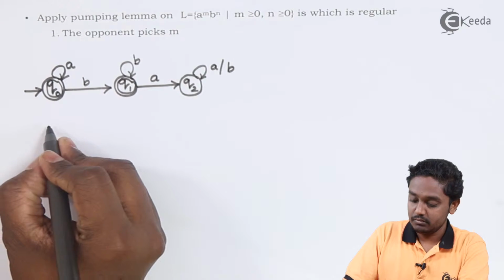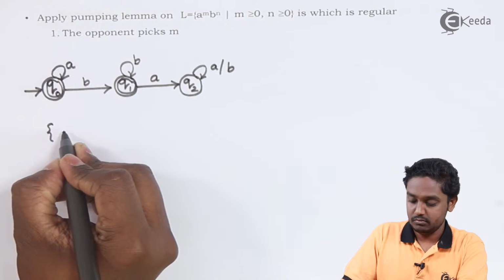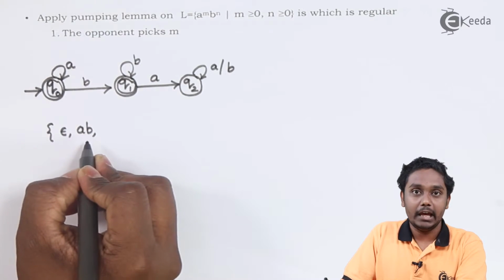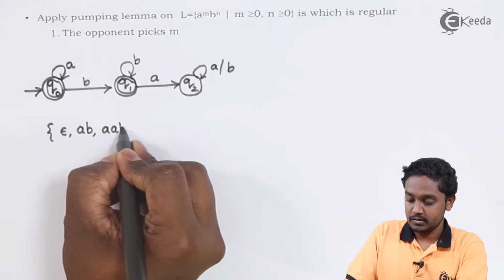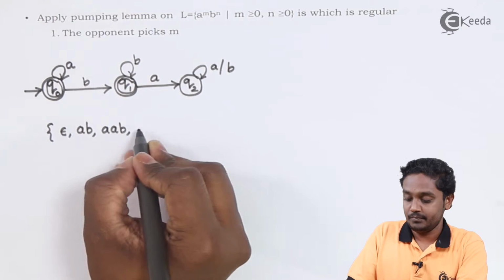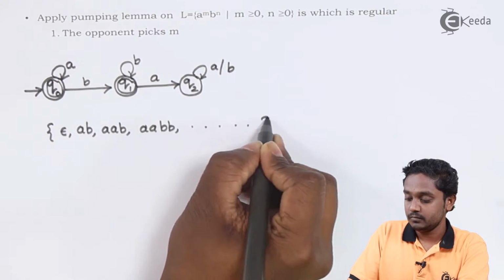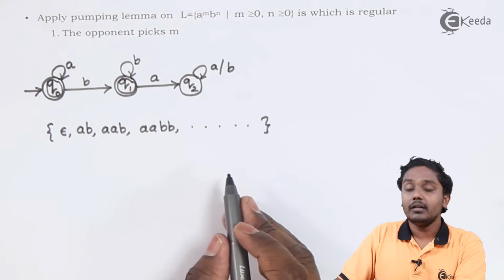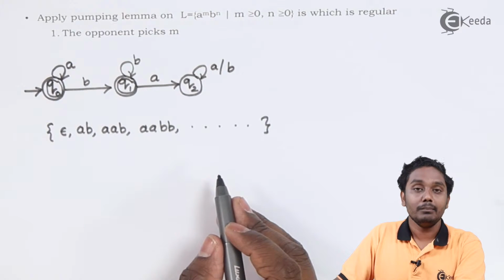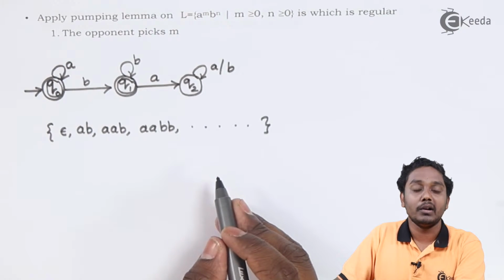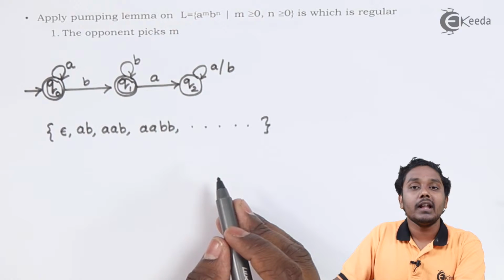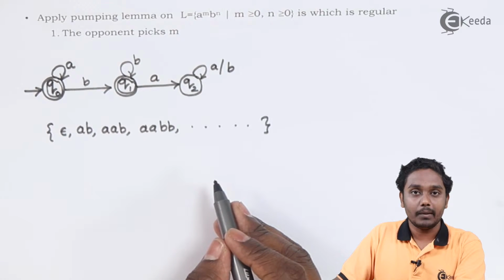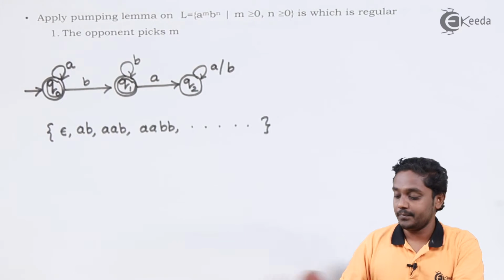For example, epsilon, maybe AB, AAB, AABB, etc. We shall apply pumping lemma on this particular language and we will see that this language satisfies pumping lemma, but not every language that satisfies pumping lemma is regular. In fact, pumping lemma is a negativity test. Just to get a feel of how pumping lemma is applied on a regular language, we will be doing this.